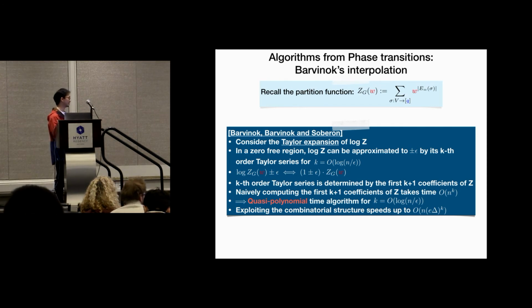Naively computing the first k plus 1 coefficients can take order n to the k time. But let me just mention that if you exploit the combinatorial structure of the partition function, you can speed this up to time something like delta to the k. This is the place where we use the fact that the graph is of bounded degree. So for constant delta, with k like log n, this becomes a polynomial in n. Okay, so this is the first direction.